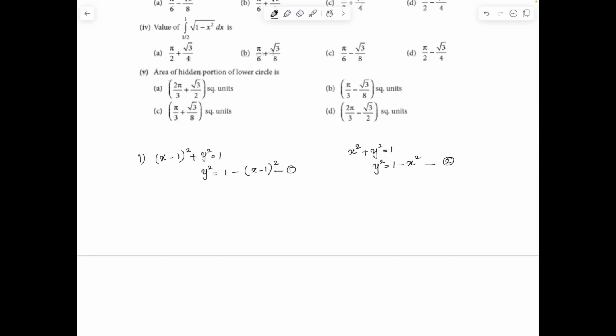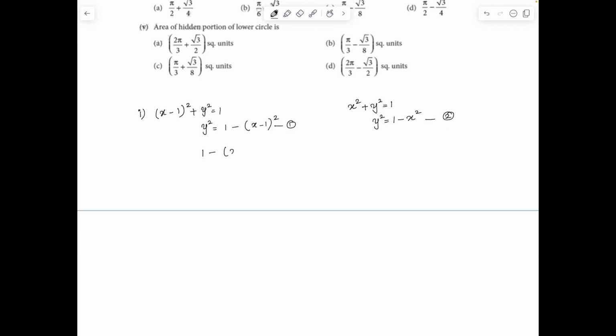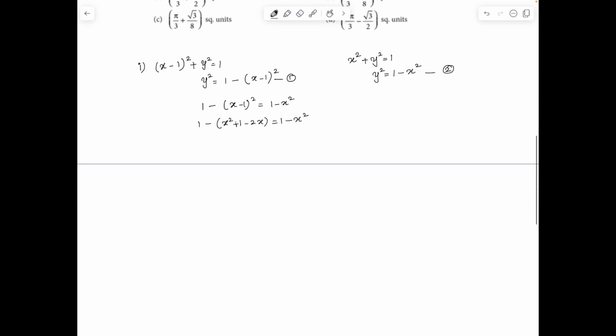Comparing equation 1 and equation 2, both the LHS are y square. That means both the RHS are equal. 1 minus (x minus 1) the whole square is equal to 1 minus x square. 1 minus x square plus 1 minus 2x is equal to 1 minus x square. 1 minus x square minus 1 plus 2x is equal to 1 minus x square. 1 minus 1 becomes 0.